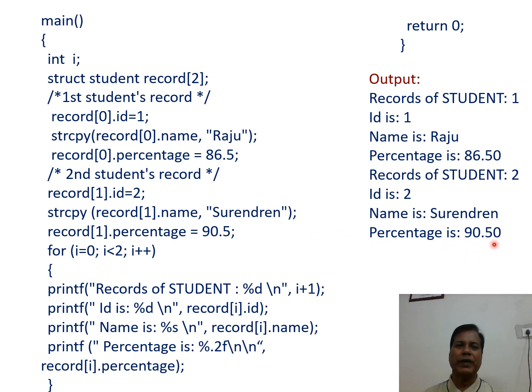So in this way, we used in this program an array of structure variable. So using an array of the structure variable, or structure array, we can print records of the array elements.